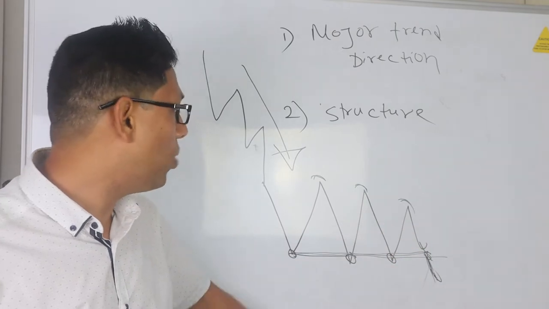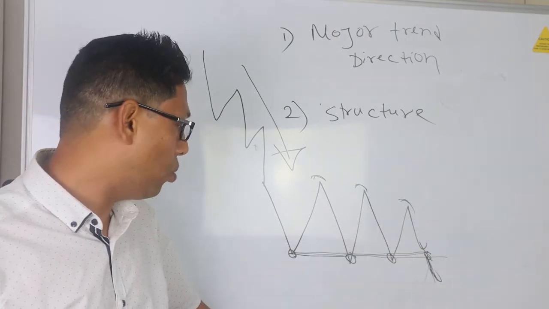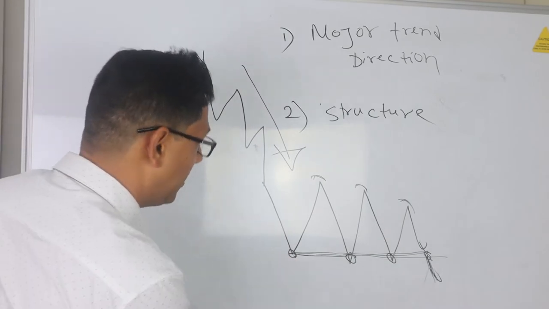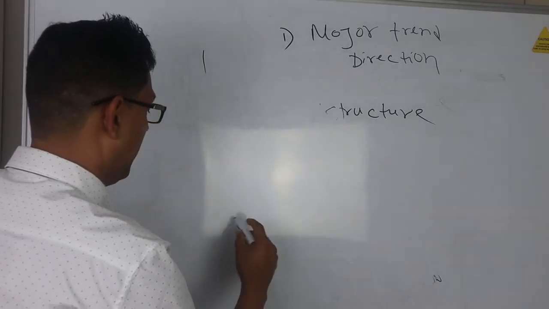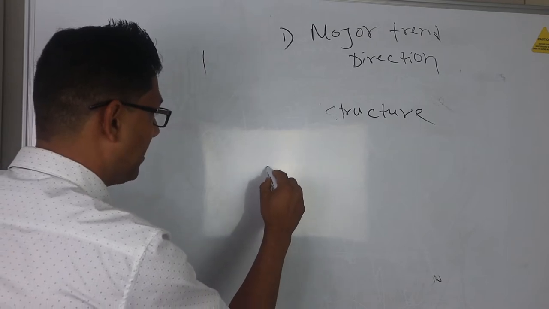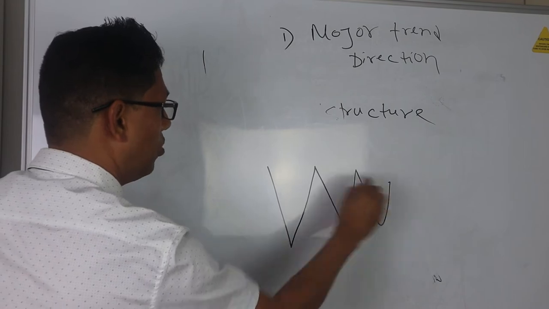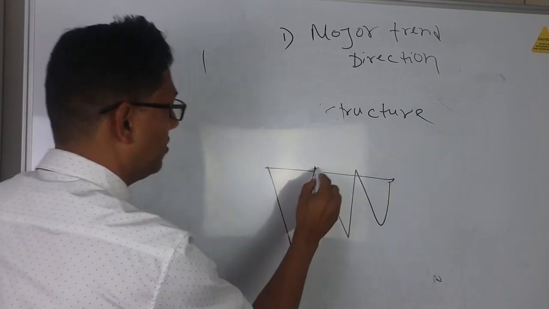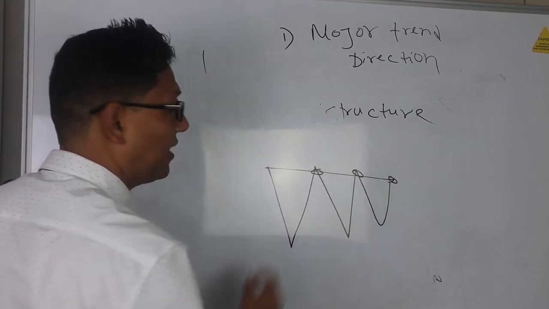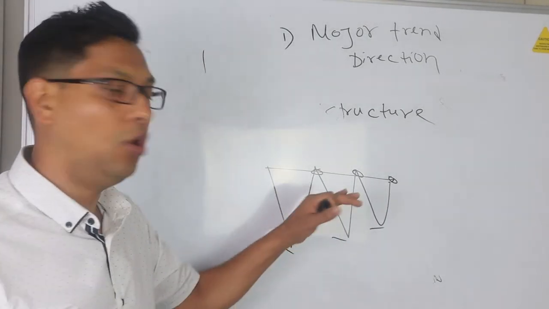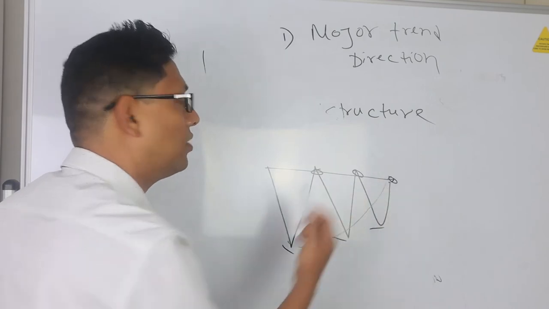Now this is one way to predict a support breakout. What about the resistance? The same thing. If you see that an instrument is creating something like this, there is a level of resistance, and every time the price is creating a higher low, that means it is putting pressure on the resistance.